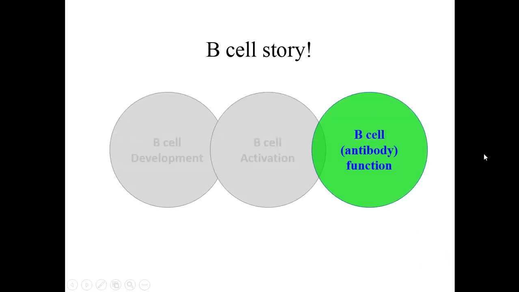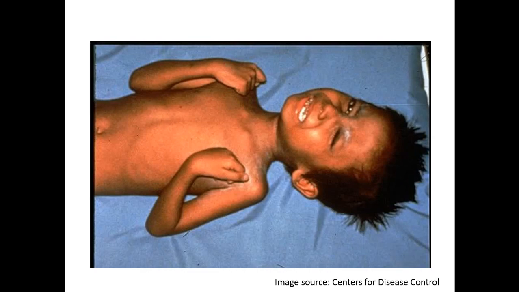Okay, so this is the last part of the class. After B cells complete their development and they get activated in the secondary lymphoid tissues, they start producing antibodies. How do these antibodies protect us against different pathogens? Here I'm going to use some clinical examples in order to explain the function of antibodies, or the ways that antibodies protect us against pathogens.